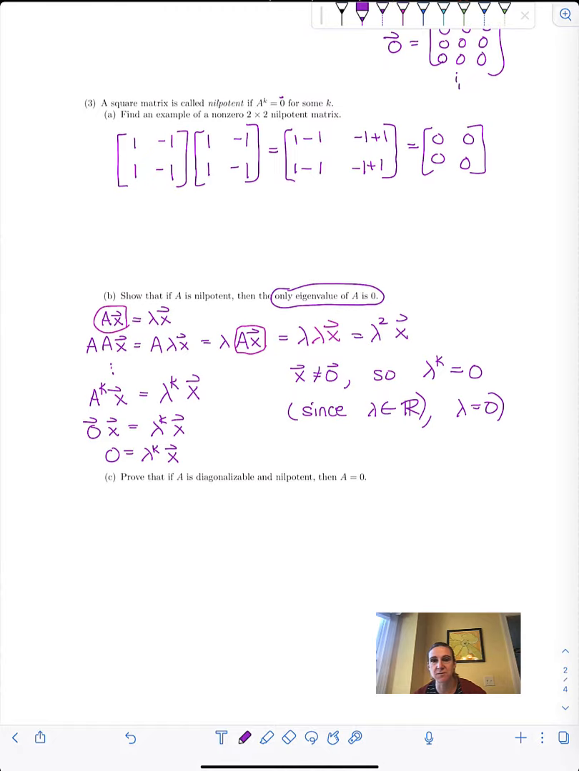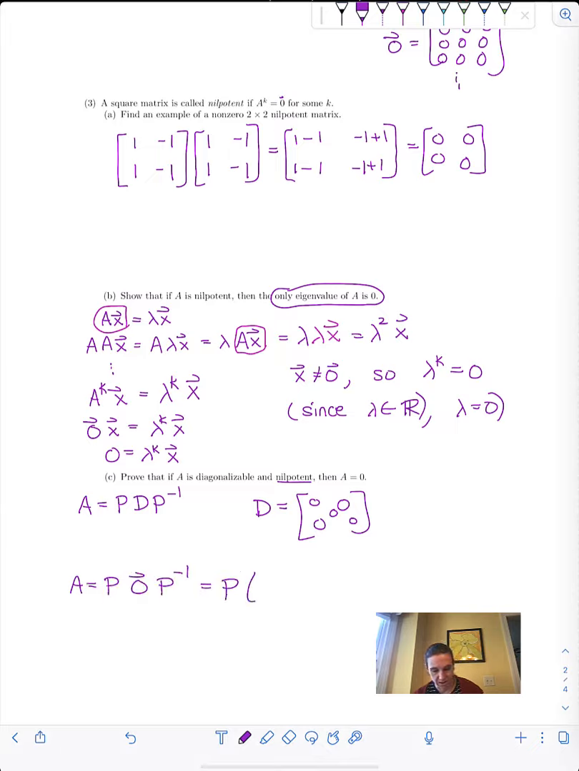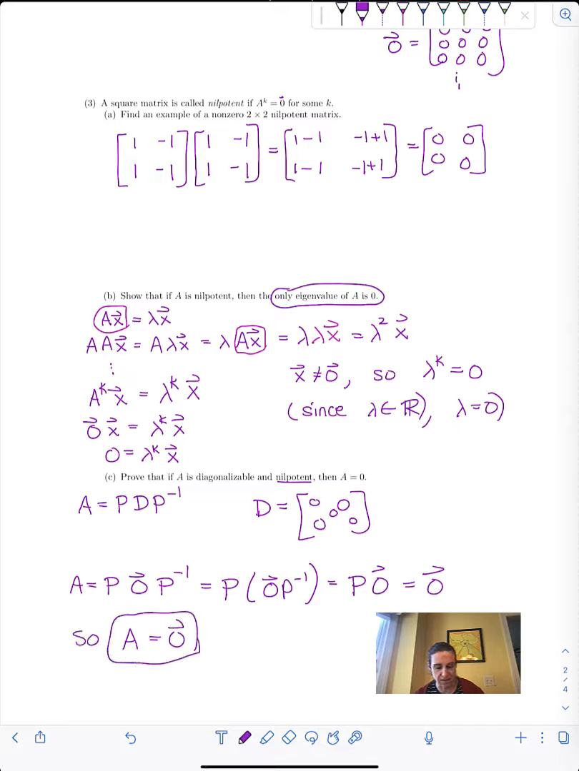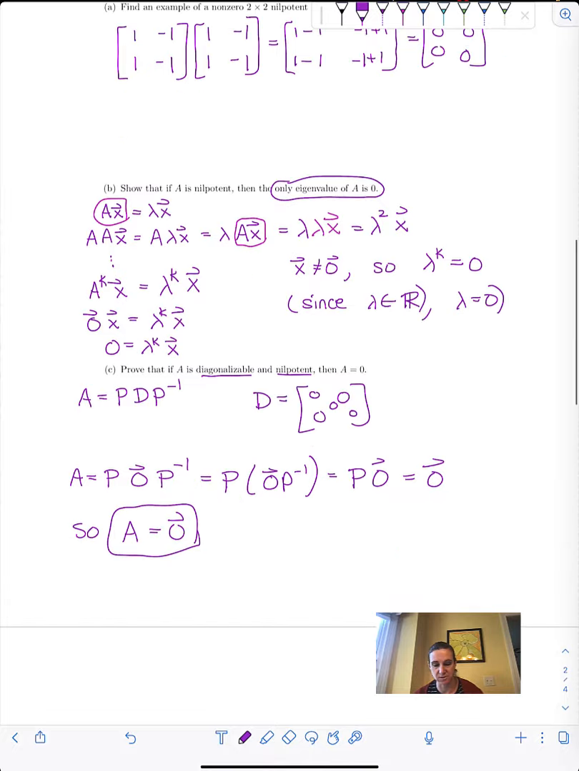And this allows us to prove something kind of neat. Namely, if A is diagonalizable, which means we have P D P inverse, and nilpotent, which means our diagonal matrix with our eigenvalues on the diagonals is just 0, then A equals P times the 0 matrix times P inverse, and when we multiply a matrix by the 0 matrix, we get the 0 matrix. And so, in fact, if A is diagonalizable and nilpotent, then A must be the 0 matrix itself.